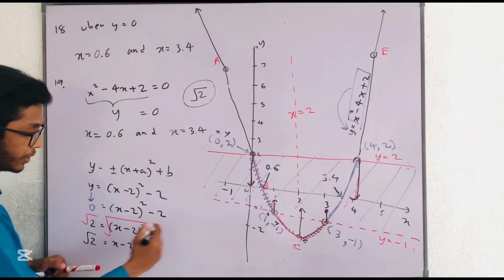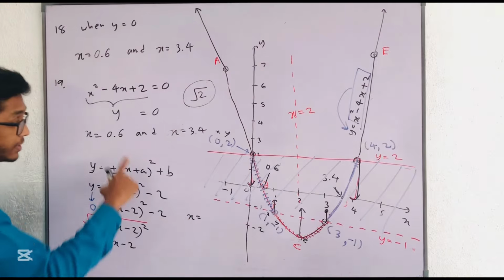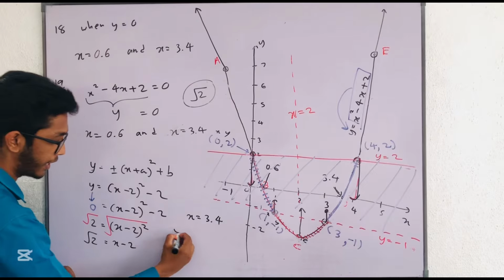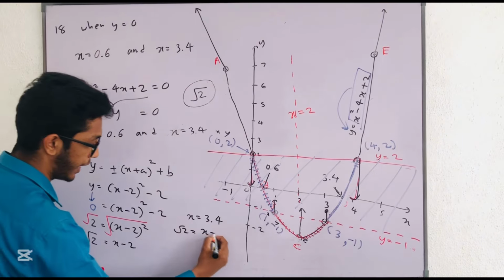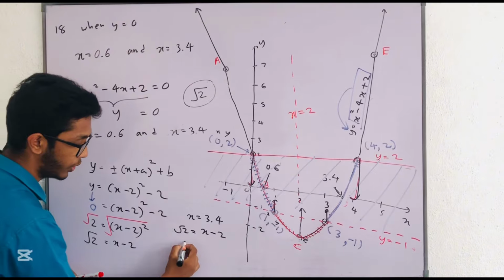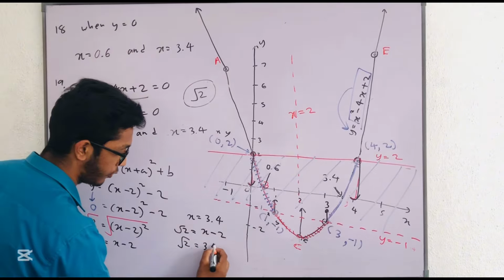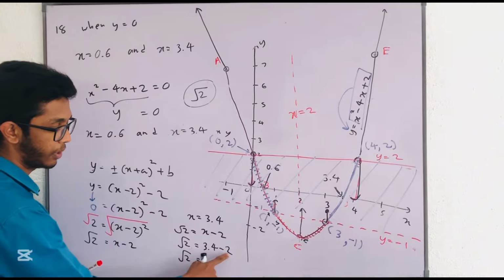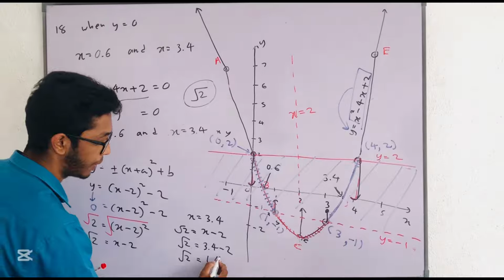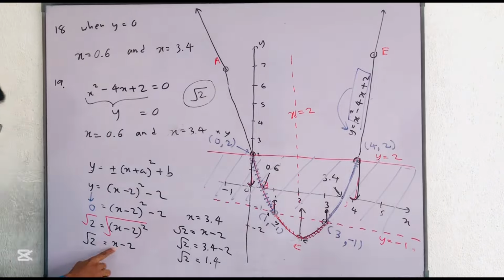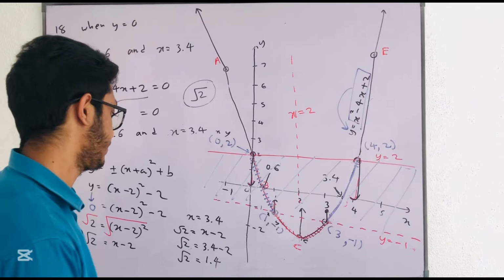So I am going to substitute x equals 3.4 here. When x equals 3.4, we can write square root 2 equals x minus 2. For x I am putting 3.4. So square root 2 equals 3.4 minus 2. So the square root 2 value we obtain as 3.4 minus 2, which means we get 1.4. For the same part, for x we can substitute 0.6 also. I'll do that part here.